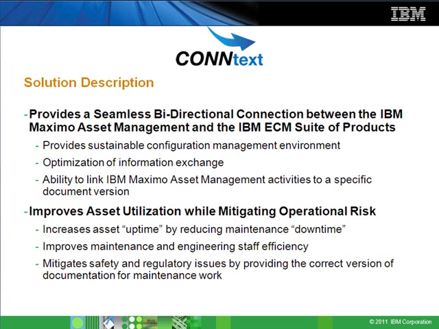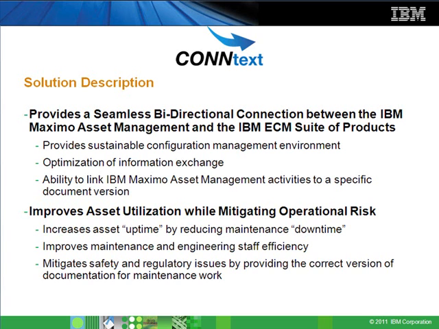So we're looking to optimize the information exchanges. Inside Maximo, as you're doing work, you're able to link your Maximo activities to specific versions of documents that are available or were available inside of FileNet. Several years from now, when we want to go back and look at a work request that was performed, you'll be able to pull up the specific version that was in effect at the time that work was done. That'll help with root cause analysis or any kind of failure analysis that you might need to do.